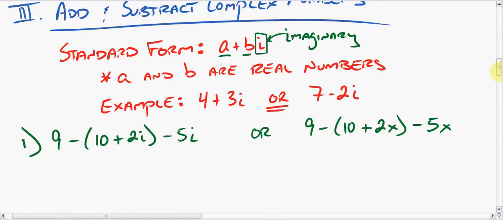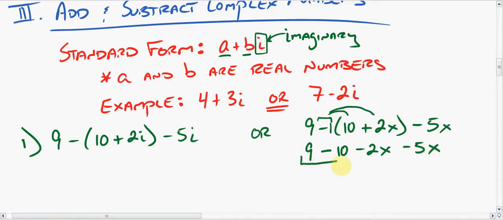What would we do? Well, we've got this minus in front of the quantity, so we know that's like a minus 1. So we need to distribute that to each term inside the quantity. So I'm going to have 9 minus 10, since negative 1 times 10 is negative 10, then negative 1 times 2x is negative 2x, and then I have minus 5x.